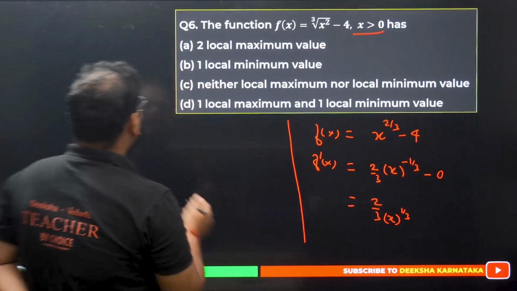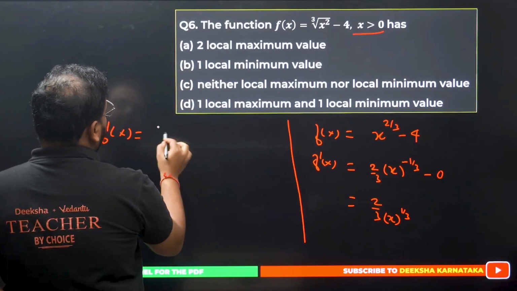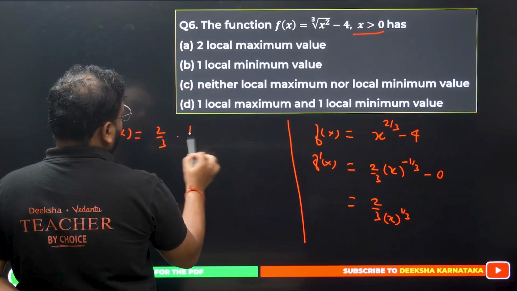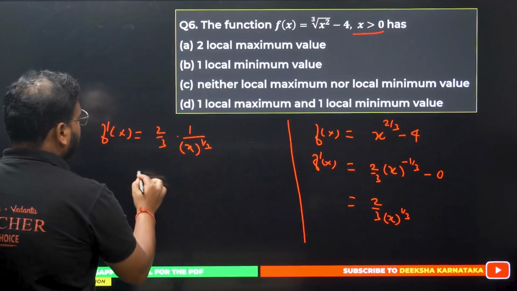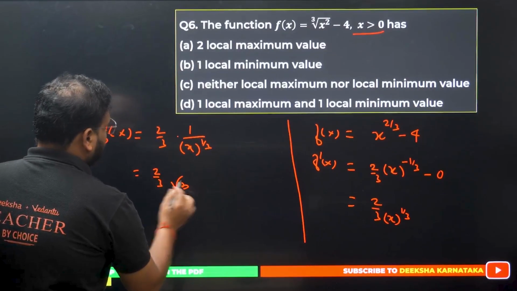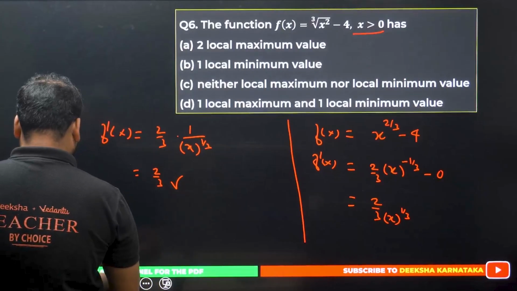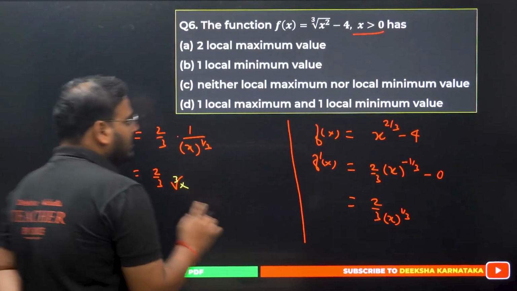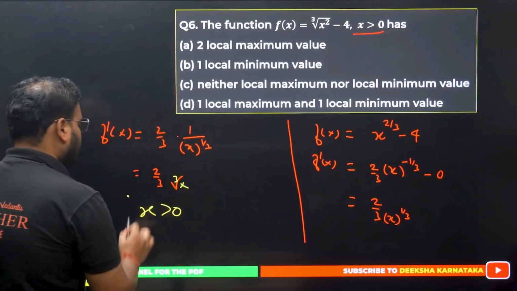Alright. So my f dash of x is nothing but, please check over here, it's coming as 2 by 3, which is a positive number, and we have 1 by x power 1 by 3. Basically, you have the cube root of x left over here. Cube root of x. Okay. So think for all x value more than 0.